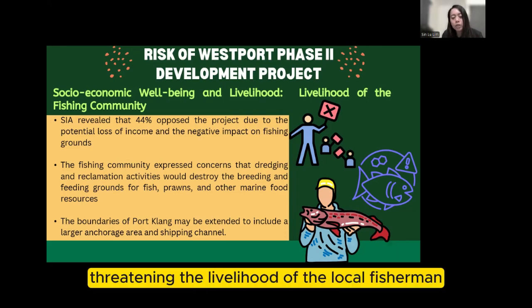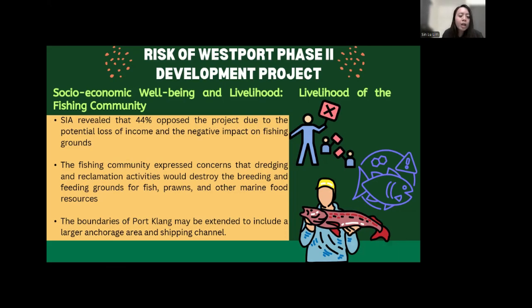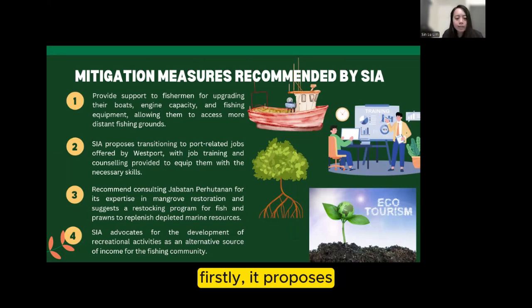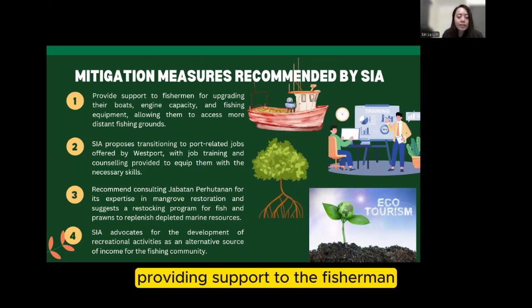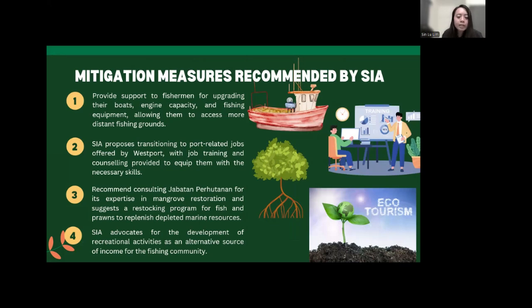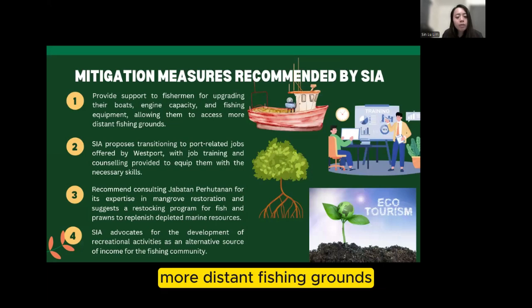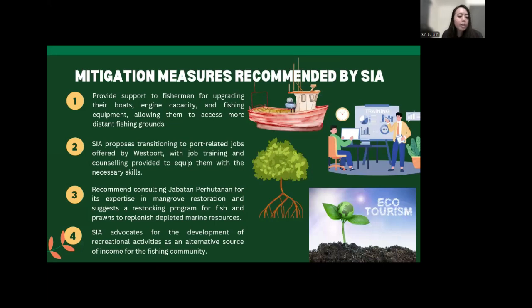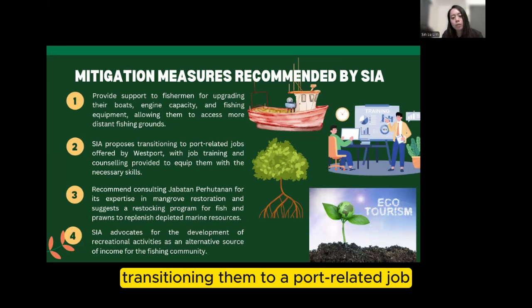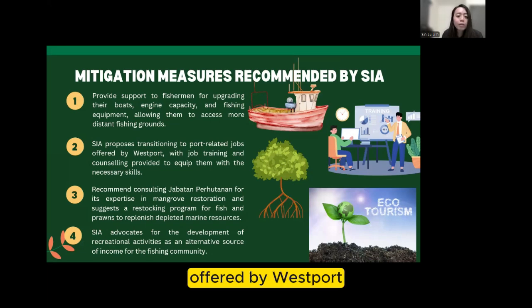To address the socio-economic well-being and livelihood of the fishing community, the SIA outlines several mitigation measures. Firstly, it proposes providing support to the fishermen for upgrading their boats, engine capacity, and fishing equipment. This would enable them to access more distant fishing ground. For younger fishermen, the SIA also suggests transitioning them to port-related jobs offered by Westport.